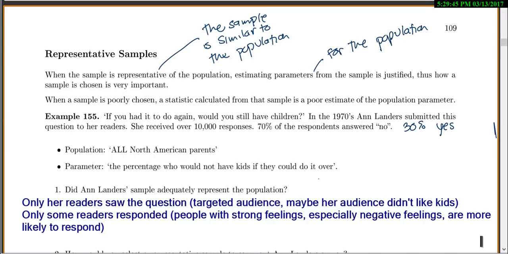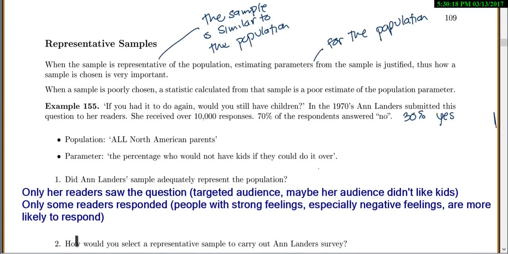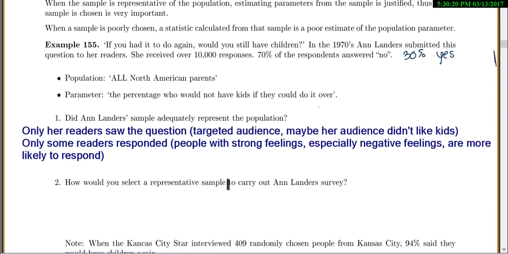to do this. So again, only her readers saw the question, and that's not everyone in the United States. It's probably going to be specific people that were subscribing to this one magazine for one specific reason. So maybe they just didn't like kids. Maybe it was, like I said, maybe this was a how to leave your kids at home and go to work thing or something. I don't know. And only the people that actually responded are part of this. So people with strong feelings are more likely to respond. So it's really not going to represent the population.